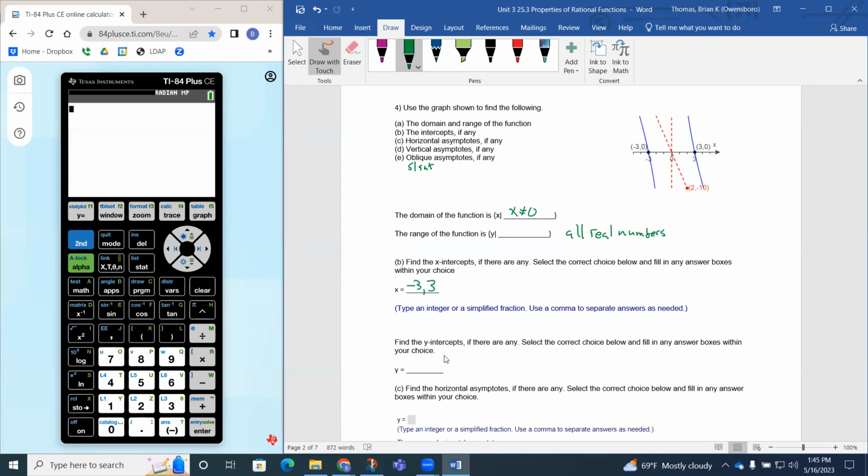The y-intercept is where it crosses the y-axis, but also there's a boundary line. It cannot touch the y-axis because it's this dotted red line, and the dotted red line is something that you cannot touch. So there's not any y-intercepts.